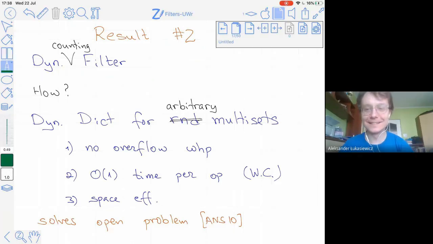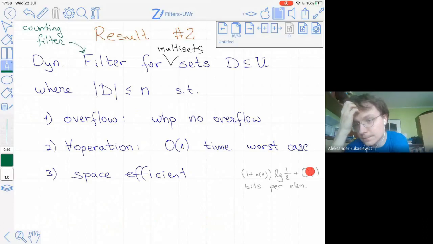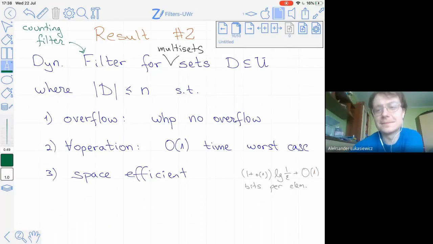So first of all, I wanted to check whether you were listening. That's the first reason. The second reason is, and this is something a little bit practical, the constant. The constant number of bits per element is bigger in the arbitrary multiset construction than it is in the random multiset construction. Okay, so there's a difference in the constant. But yeah, thanks for the question.